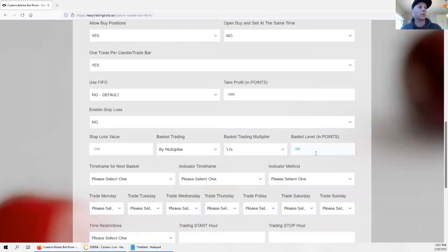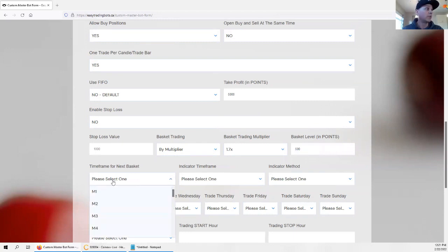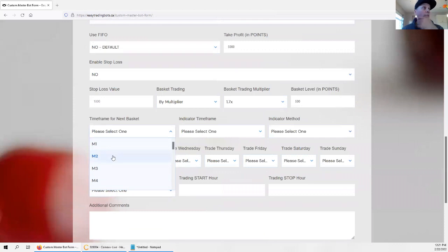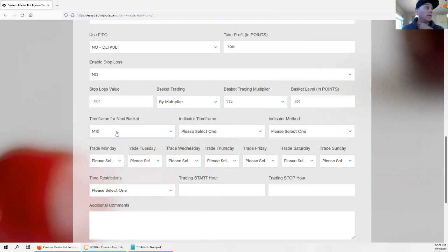So you could say, well, I want to take one every 500 points. And then the time frame that you want to trade baskets on, do you want this to happen on a 15-minute chart, or a 2-minute chart, or a 4-minute chart, or do you want to do it on the 1-hour chart? This is up to you.